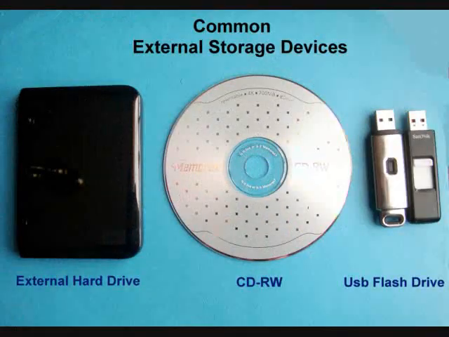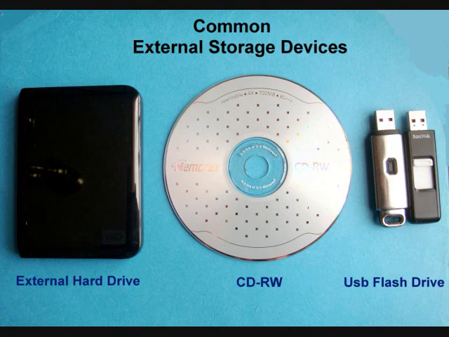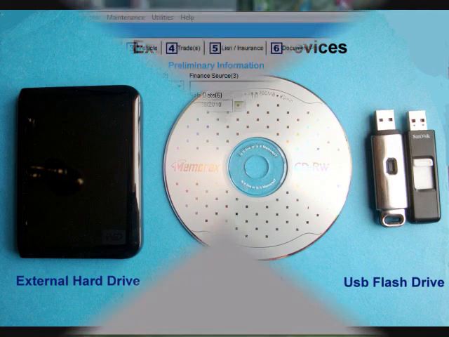Here is a picture of some common external storage devices. On the left you have the external hard drive. There are many varieties of these. They are more expensive. In the middle you have your CD. Try to get the CD-RW. And on the right we have the USB flash drive. This is one I personally recommend. They're small and very convenient. You would only need about a 1 gigabyte flash drive if you're only storing LotWizard on it.